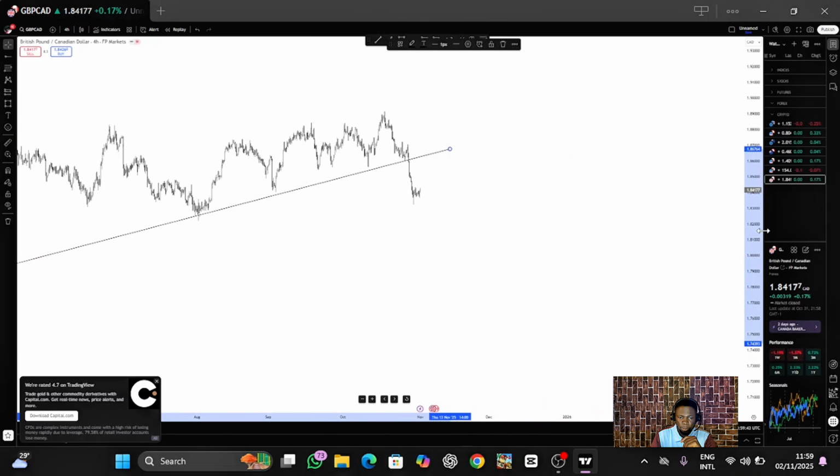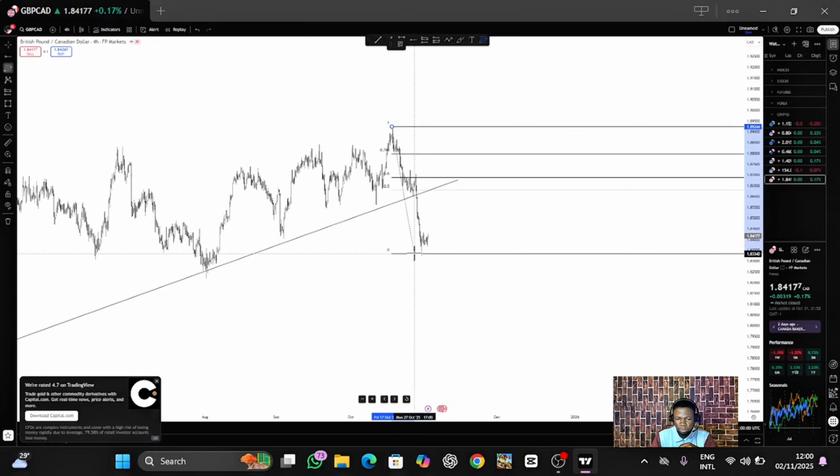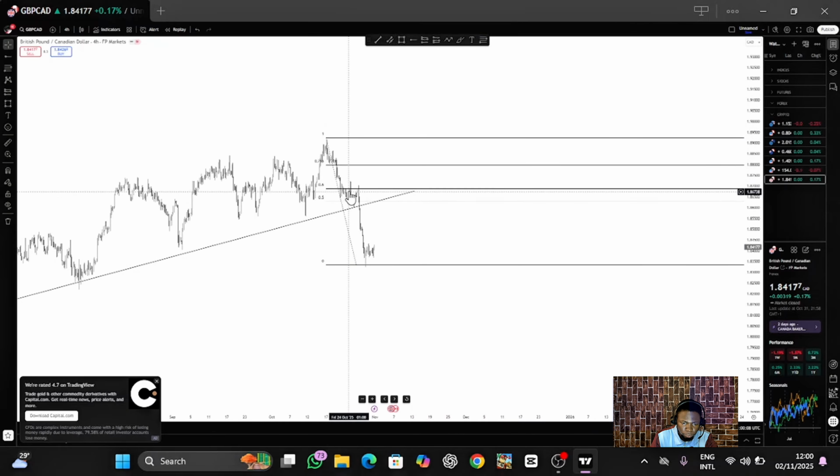Using my Fibonacci to be sure of this. My Fibonacci is from this place to the downside, and I normally enter trades using Fibonacci around 50-60. Do you understand? 50-60, and we are in between 50-60 at this place. Do you get me? We are in between 50-60 at this place on GBPCAD.